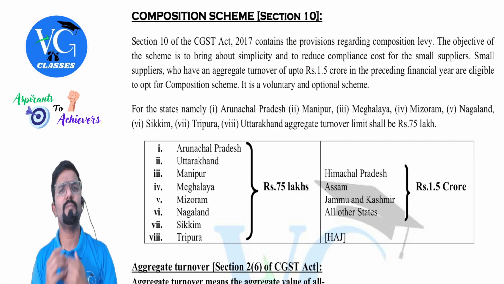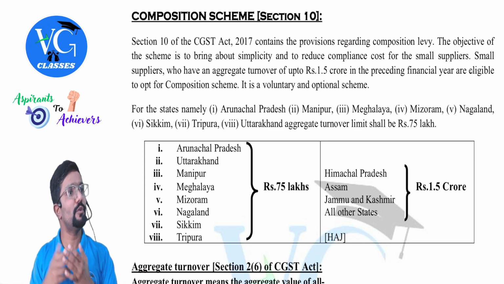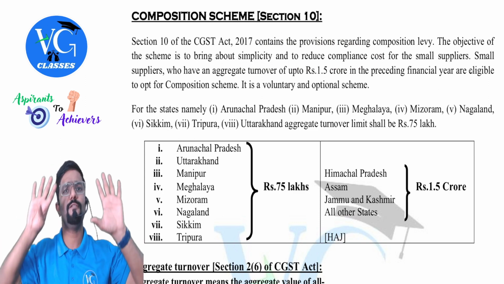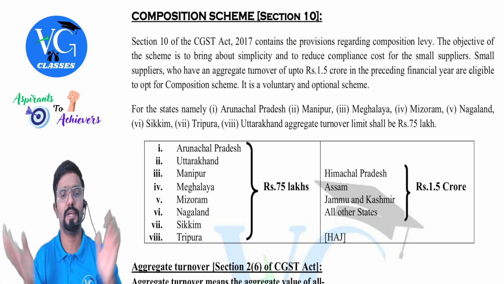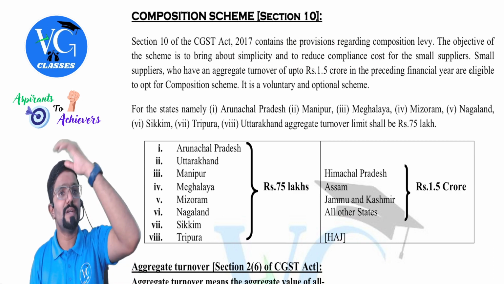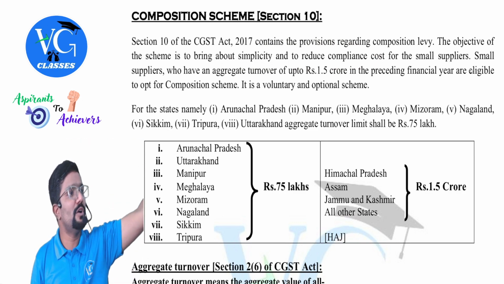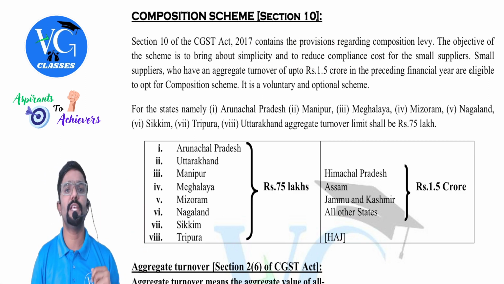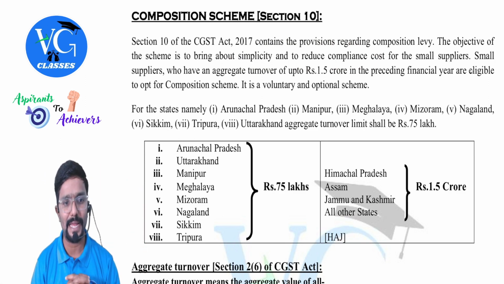For example, sir, my turnover in the last year is only 60 lakh. Is it mandatory for me to follow the composition scheme? No, no. If I want, I will follow. If not, can I follow section 9 only? Yes, it is a choice for you. For the states, namely, what is the threshold limit, people? In the last financial year, 1.5 crore. But for some special states, they have made it half of it, 75 lakh.